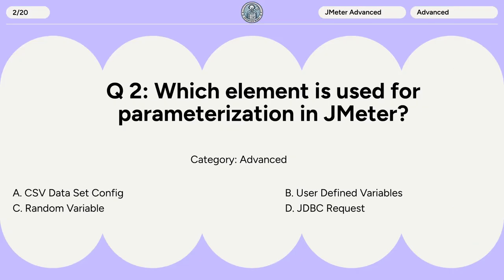Question 2. Which element is used for parameterization in JMeter? A. CSV dataset config. B. User-defined variables. C. Random variable. D. JDBC request.